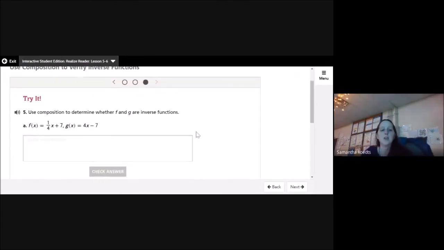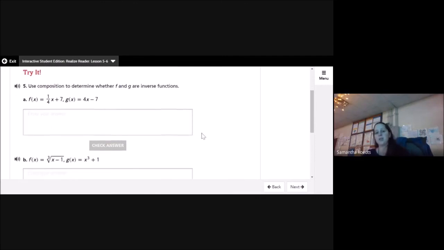All right, let's try it. Use composition to determine whether f and g are inverse functions. f of x equals 1/4 x plus 7 and g of x equals 4x minus 7. So I'm going to take f of g of x equals f of 4x minus 7, which equals 1/4 times 4x minus 7, plus 7. Okay, so 1/4 times 4x is x. 1/4 times 7 is negative 7/4, plus 7.